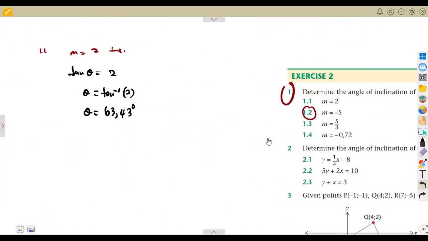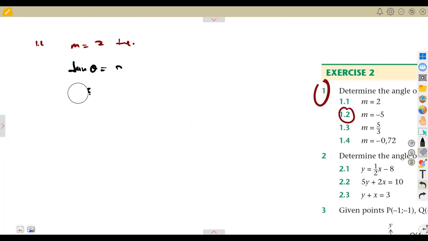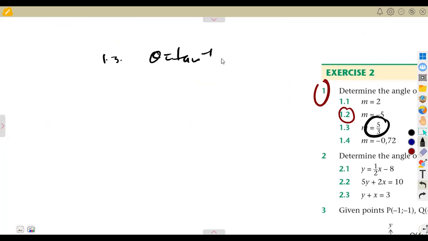On number 1.3, our gradient is now 5 over 3. This is not going to change because it's a fraction, as long as it is positive like that. Theta is equal to arctan of the gradient that you are given, which is arctan 5 over 3. You obtain your theta. Arctan of 5 over 3 was going to give us something like 59.04 to 2 decimal places.